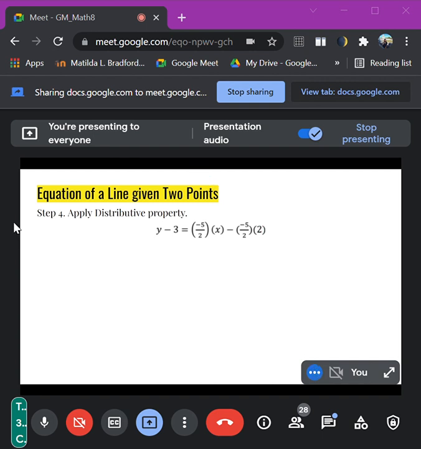Questions? Questions for distributive property?